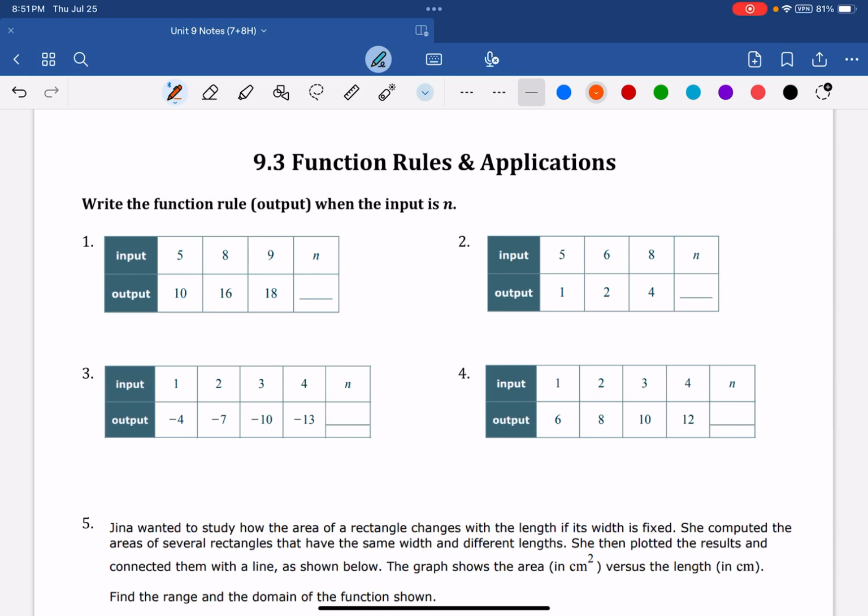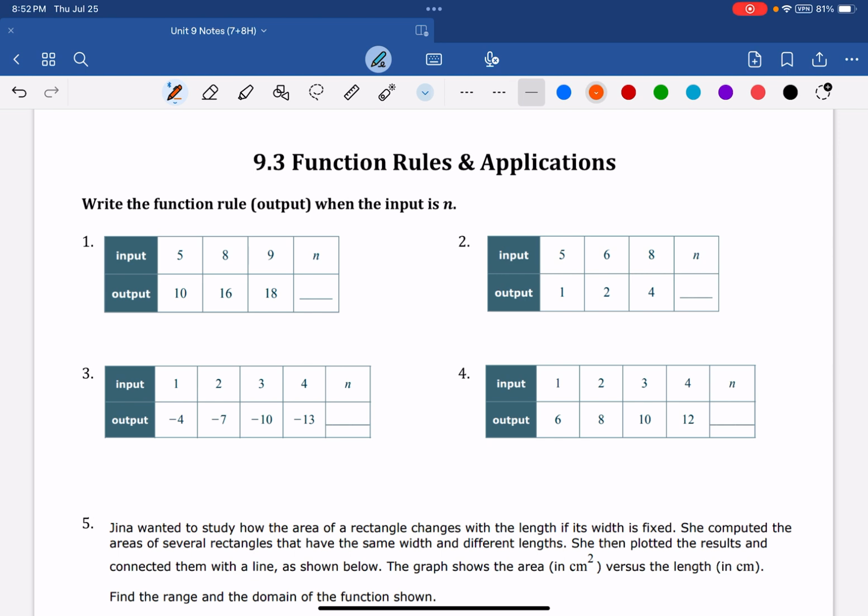All right, welcome. Today we're going to be talking about function rules and some applications of functions. So these are called function tables, sometimes input-output tables. A function is where we have an input value, it goes through a rule, and you get an output value. And that rule is the same for every input-output. So no matter what you put in, it's going to go through the same process to get the output.